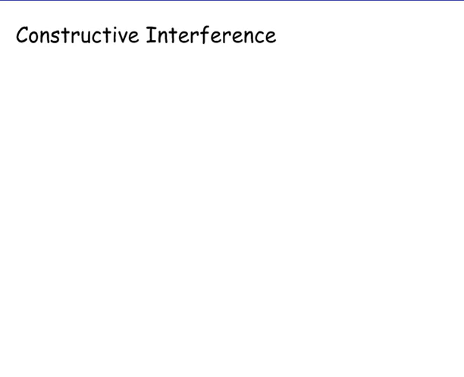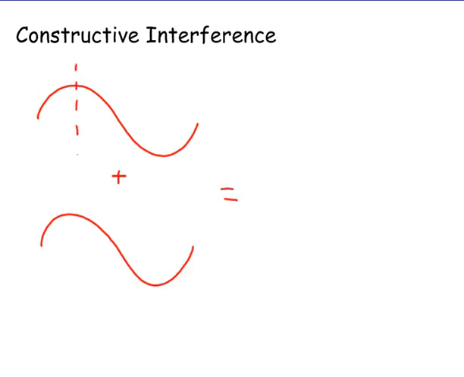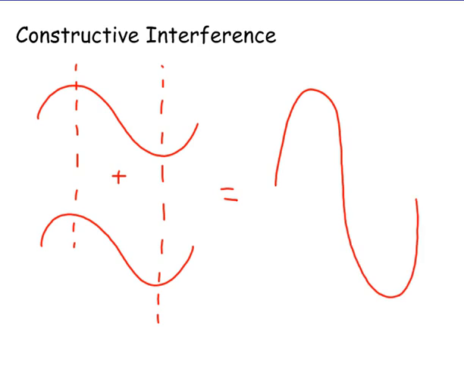An example of this is constructive interference. If I have a wave that looks like this at the same location as a wave that looks like this, their crests line up and their troughs line up, we end up with a bigger crest and a lower trough. This is an example of constructive interference.